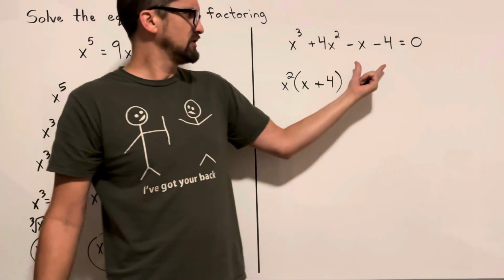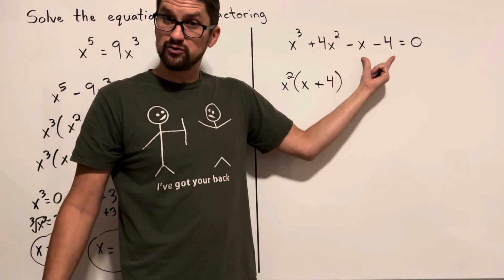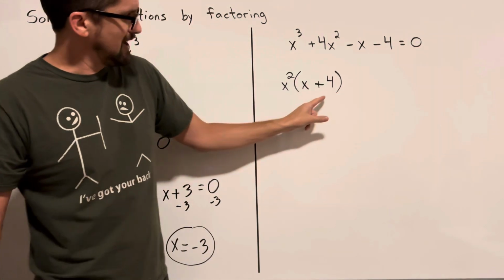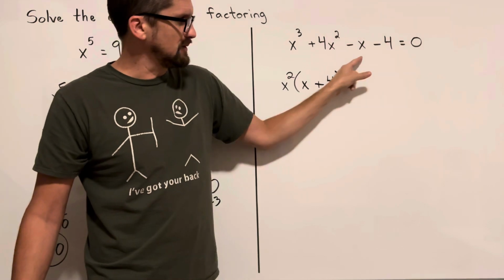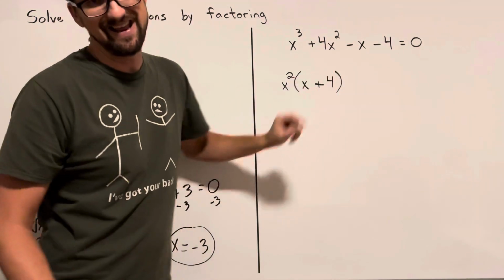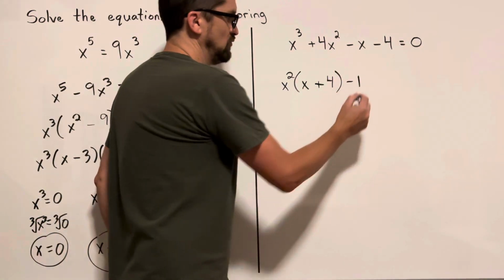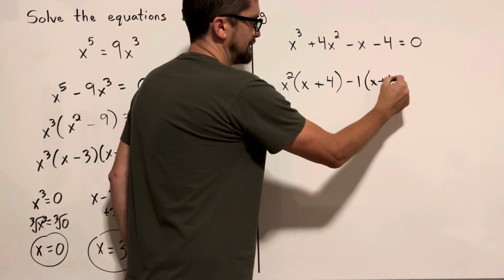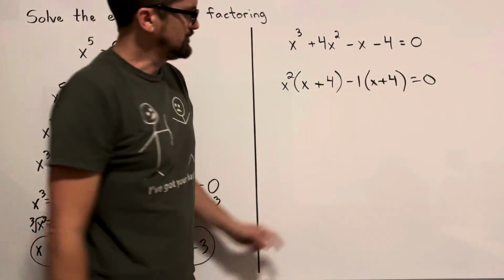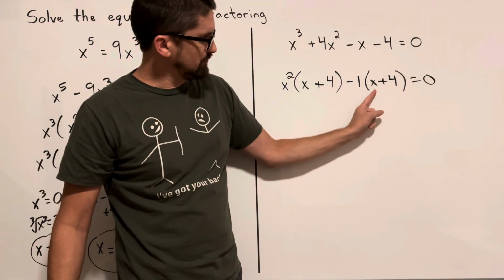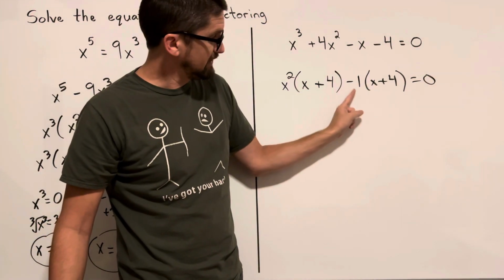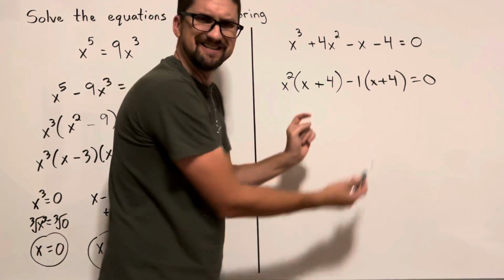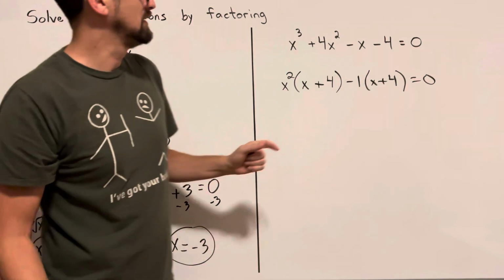And then you want to group the last 2 terms and also factor out. Now we're trying to make x plus 4 match up. So to do that, you need to factor out a negative 1 out of the last 2 terms. And you can see it works. If you distribute the negative 1, negative 1 times x gives you that minus x, and negative 1 times 4 gives you that minus 4. We're trying to get these parentheses to match up.